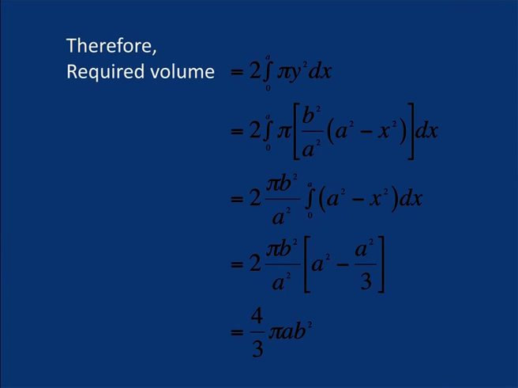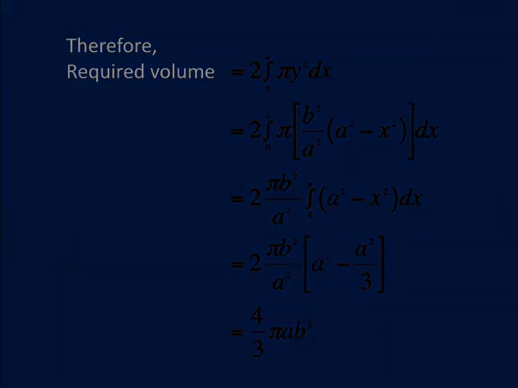Therefore, the required volume is equal to twice the volume from 0 to a of pi y square dx, that is equal to twice the integral from 0 to a of pi y square, where y square is b square upon a square times (a square minus x square). So, we integrate this integrand over dx, equal to twice pi b square upon a square times the integral from 0 to a of (a square minus x square) dx, that is equal to 4 upon 3 pi a b square.